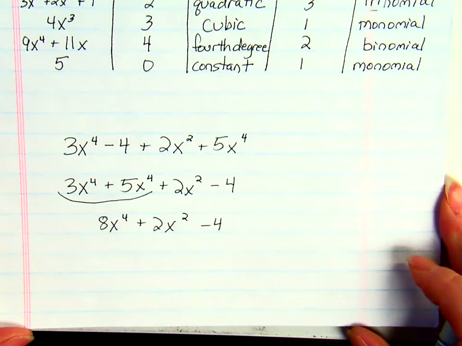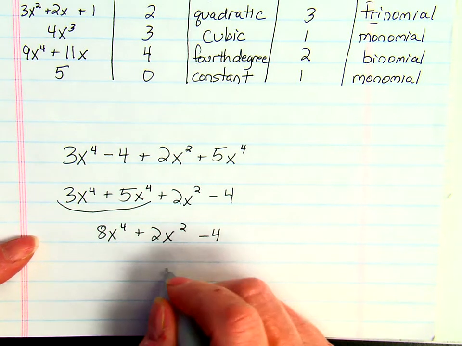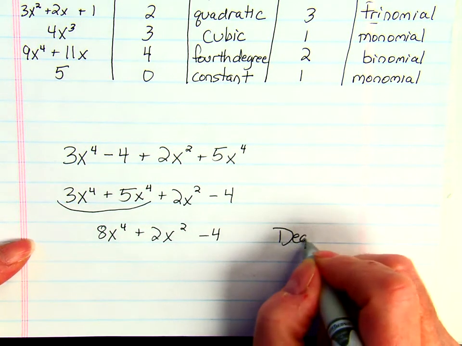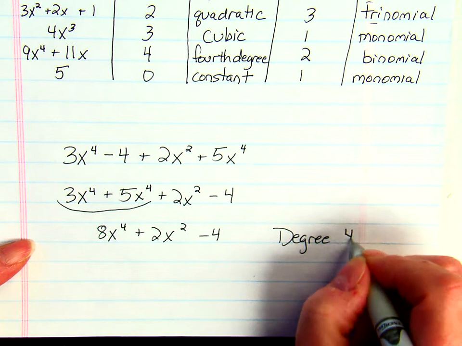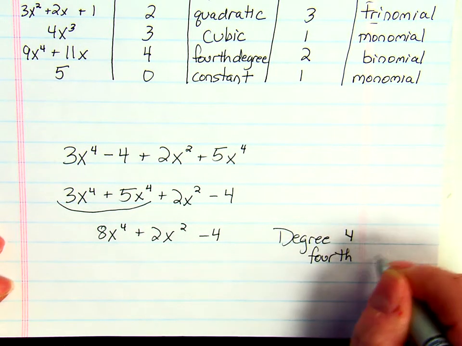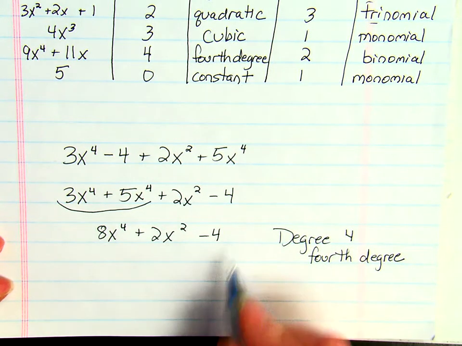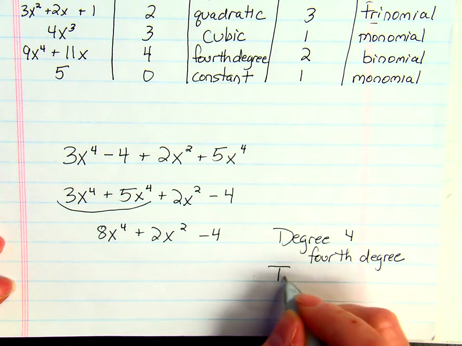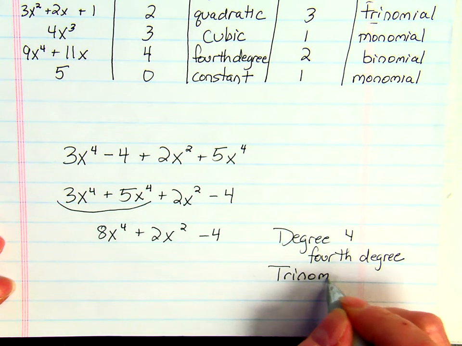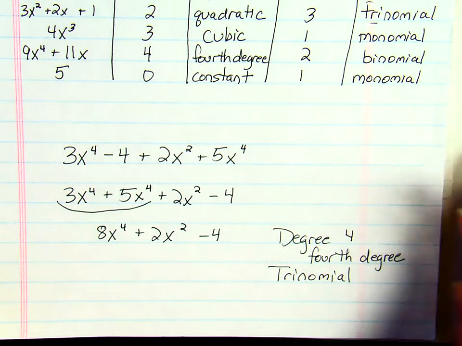What I have here then is actually a degree. I'll put it over here. My degree is 4, so we would call it 4th degree. And there are 3 terms, so this would be a trinomial. Hopefully everybody understands that. Let's do a couple of these before we move on to actual adding and subtracting.